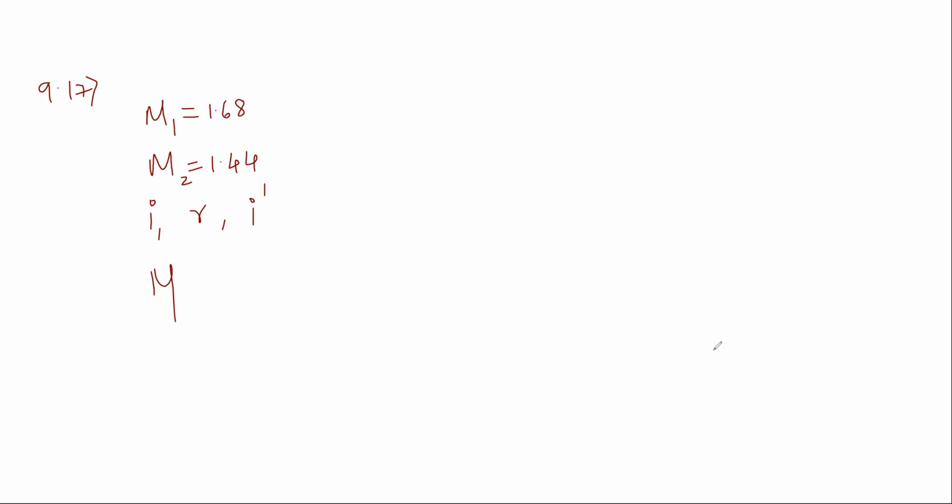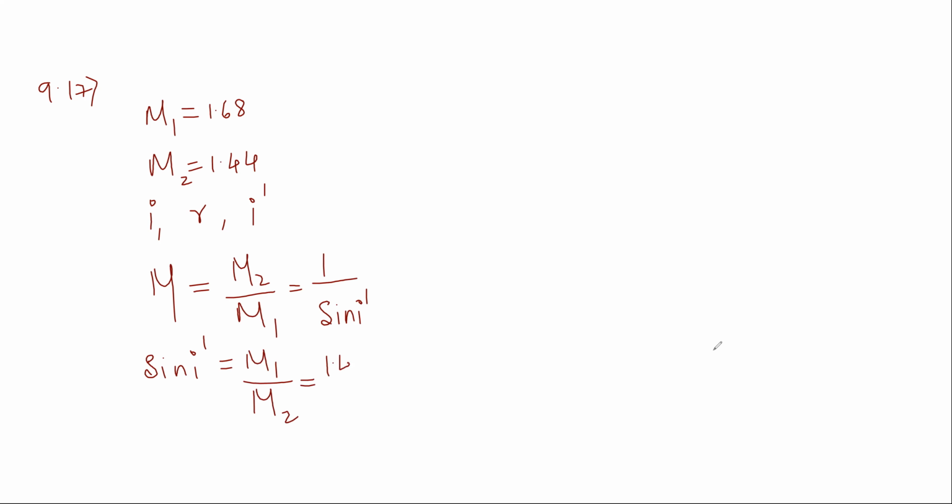we simplify. So that is given by mu is equal to mu2 divided by mu1. This is also written as 1 divided by sin i dash. What we need is sin i dash, which we have to calculate. So that is mu2 divided by mu1. So mu2 value is 1.44, mu1 value is 1.68. Simplifying, we get 0.857. Therefore i dash is equal to 59 degree.